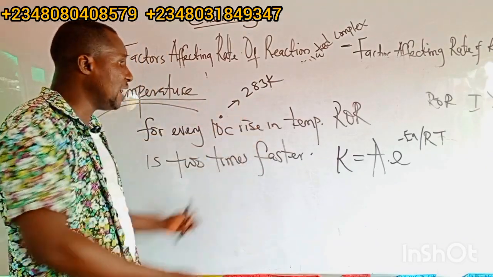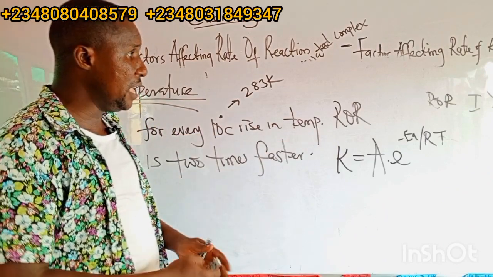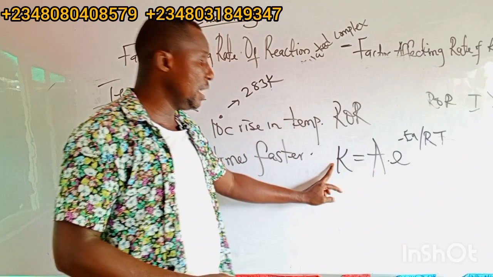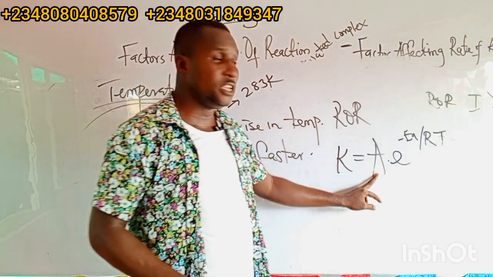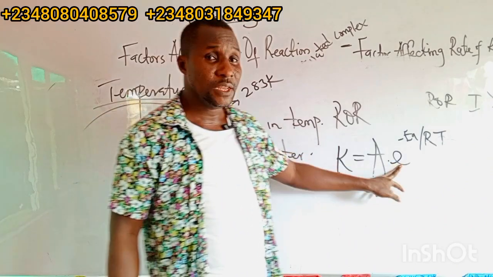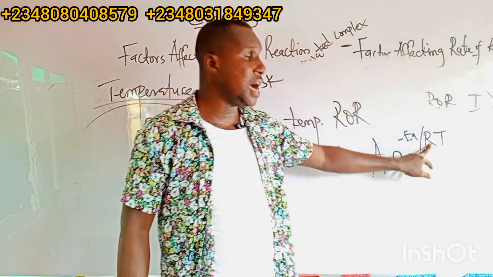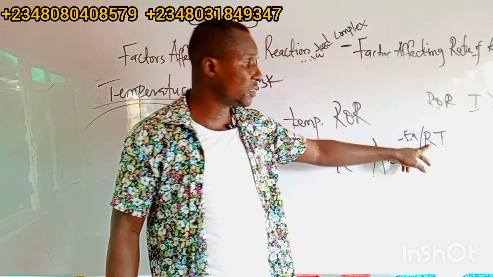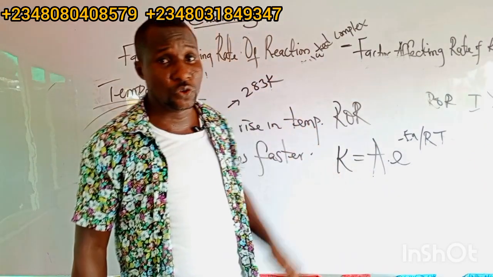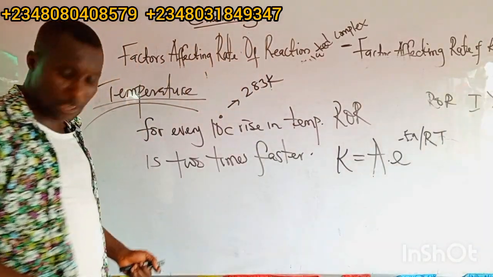We shall discuss that when we discuss the Arrhenius law, the Arrhenius equation. K is the rate constant. A is the pre-exponential factor or frequency factor. E is exponential. EA is the activation energy. R is the gas constant. T is the absolute temperature, the temperature in Kelvin. Take note of that.